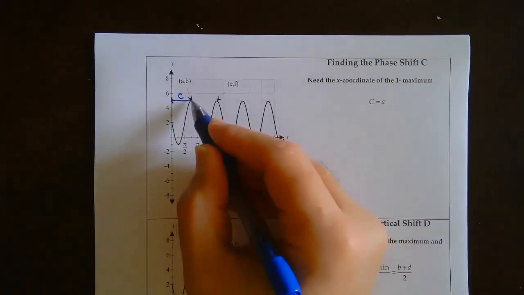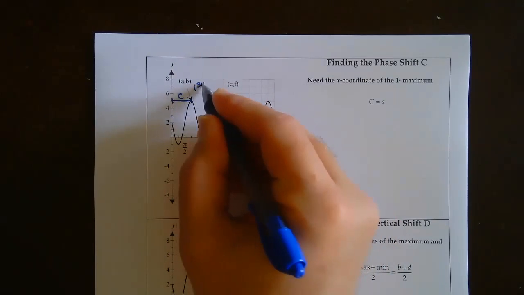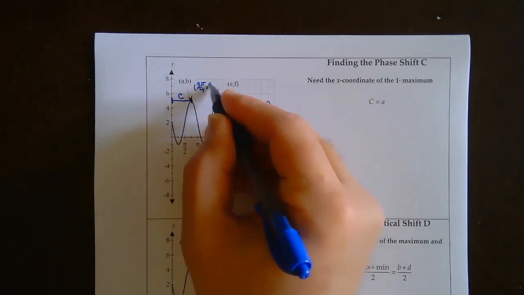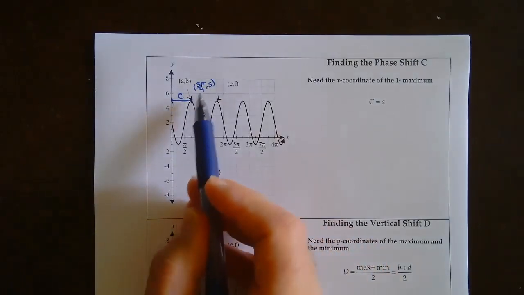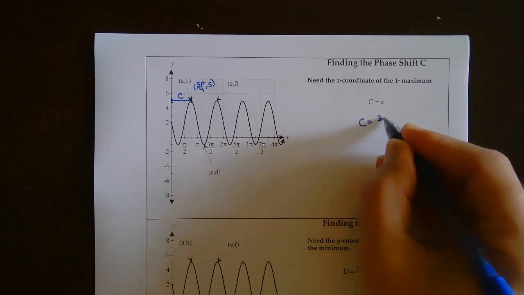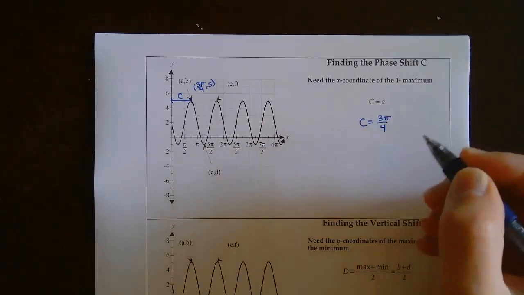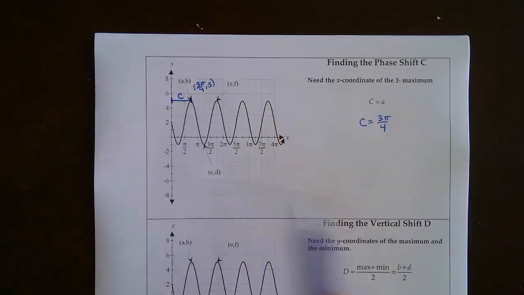All right, so what are the coordinates of this point right here? Well, remember it was 1, 2, 3, it was 3 pi over 4, comma 5. Okay, so what is our phase shift? Well, it got shifted over 3 pi over 4. So that's our C. It's as simple as that, because that maximum, we can tell it got shifted over that far. All right, let's go to our D.